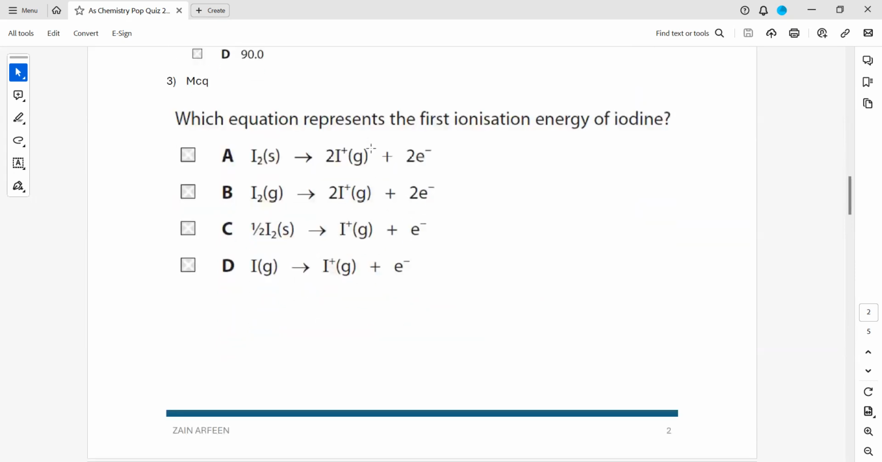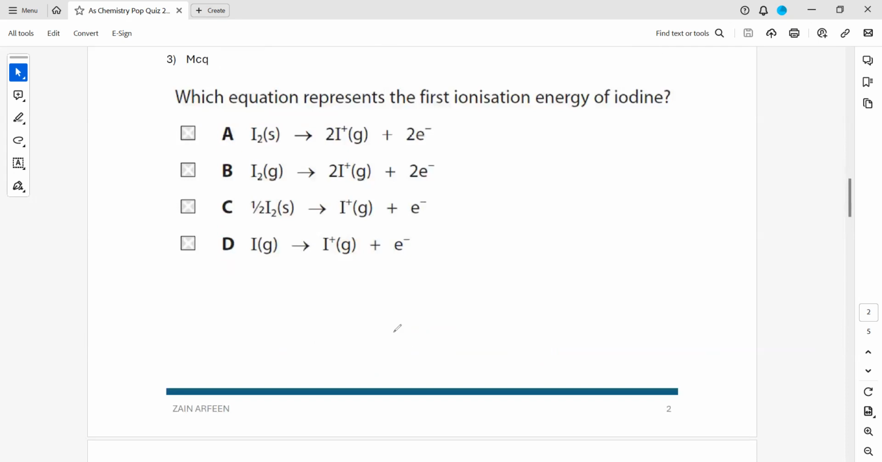Which equation represents the first ionization energy of iodine? The energy needed to remove an electron from a neutral gaseous atom, we call that the first ionization energy. So first, this is a molecule, this is a molecule, this is a molecule. Here we have an atom in a gaseous state and we remove an electron and it forms a positive ion. So D should be the right answer, because ionization energy means energy needed to remove an electron from a neutral gaseous atom.